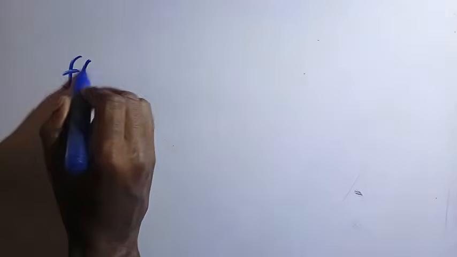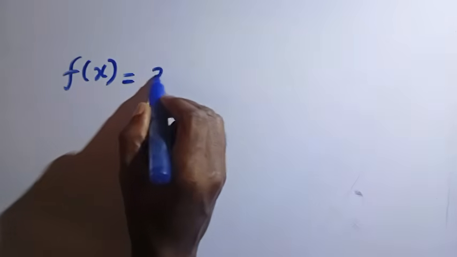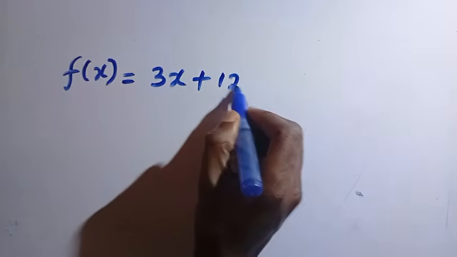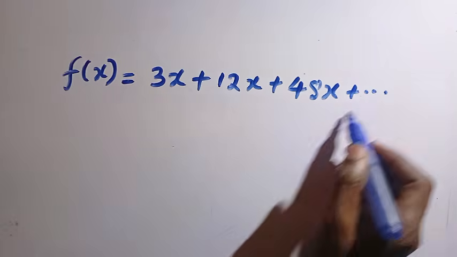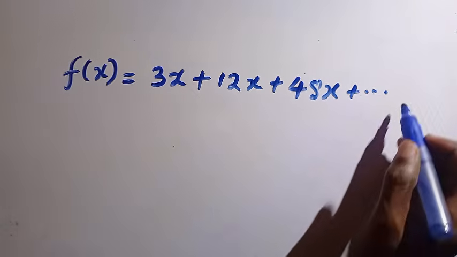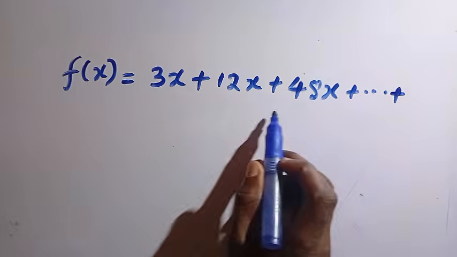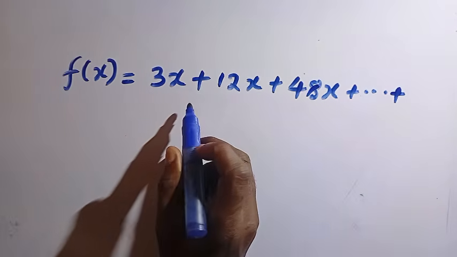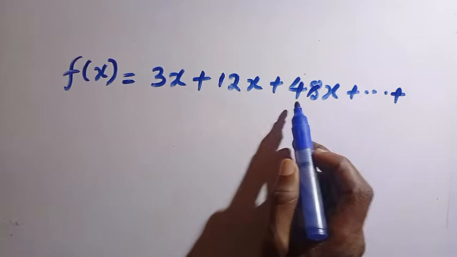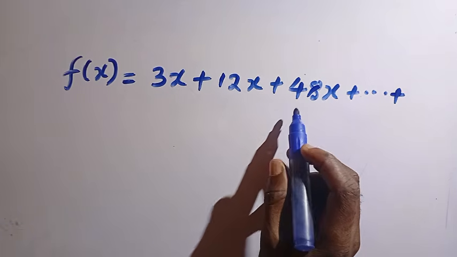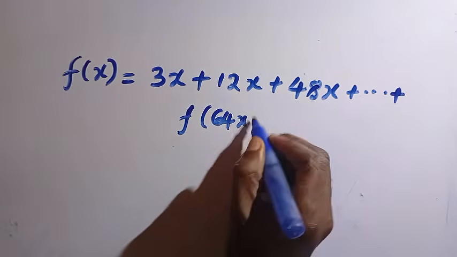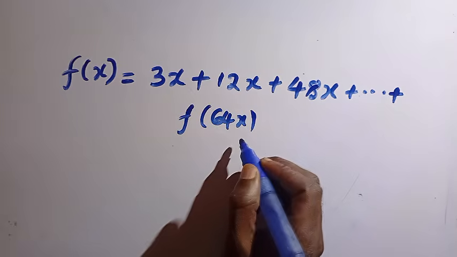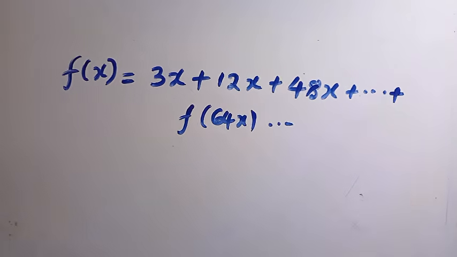By adding the whole of f of x together, we are going to have f of x equals 3x followed by 12x plus 48x, and that's how it keeps going. So it keeps going, we have 3x, we have 12x, we have 48x. When we keep going, the next one will be f of 64x, just as we have above, and it also keeps going this way.